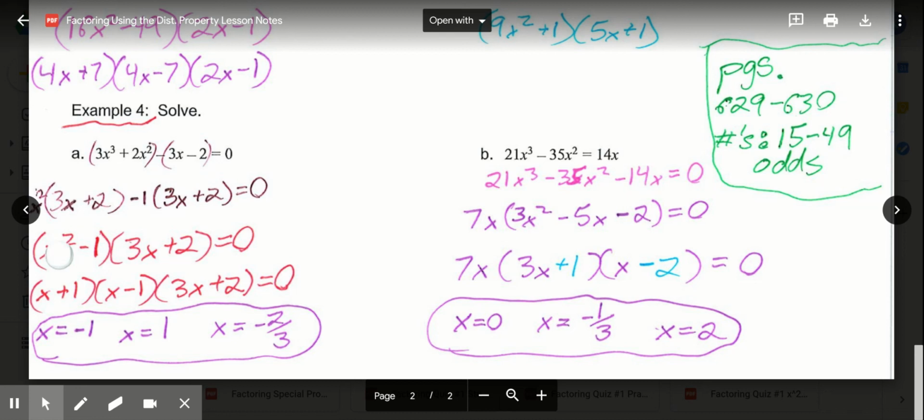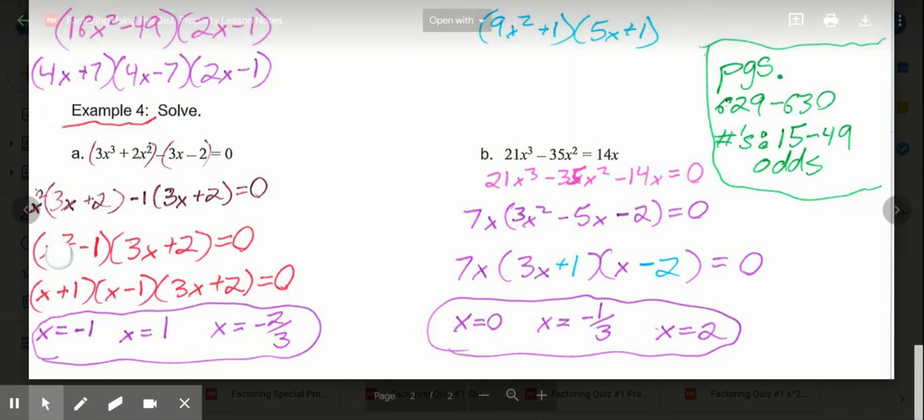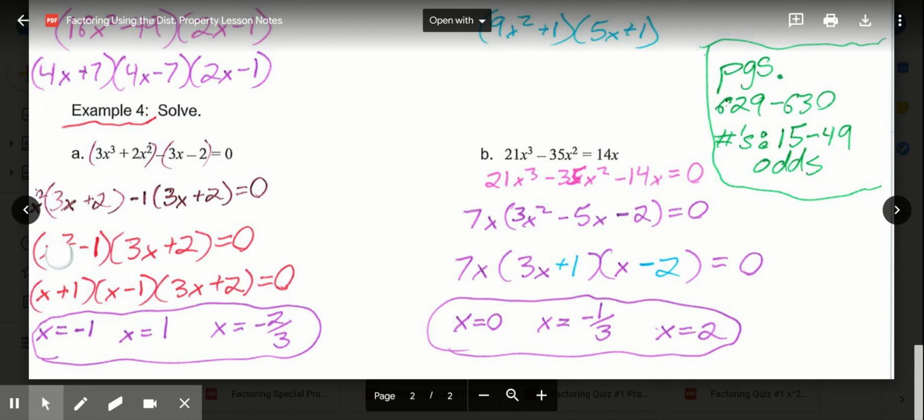X squared minus 1 can be factored down, though, difference of 2 squares, to x plus 1, x minus 1. And then we have 3x plus 2. So each one of these gets set equal to 0 to give us our answer. So x plus 1 equals 0 gives us the answer of x equals negative 1. X minus 1 equals 0 becomes x equals 1. And 3x plus 2 equals 0. Subtract the 2 and divide by 3 gives us x equals negative 2/3.